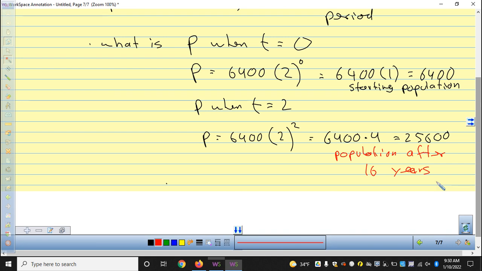So sometimes you'll get these problems that say, plug these things in and interpret the results. Interpret the results here means that when T equals 0, that's the population we're starting with. When T equals 2, that's 2 8-year periods, which would be 16 years.